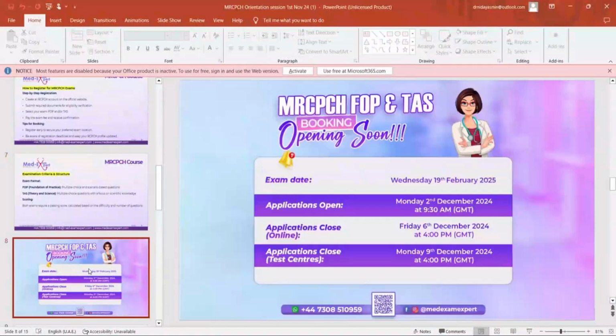So nowadays you can see the booking dates on the screen, like exam dates. Suppose in Diet 1, they conduct this theory exam thrice in a year.